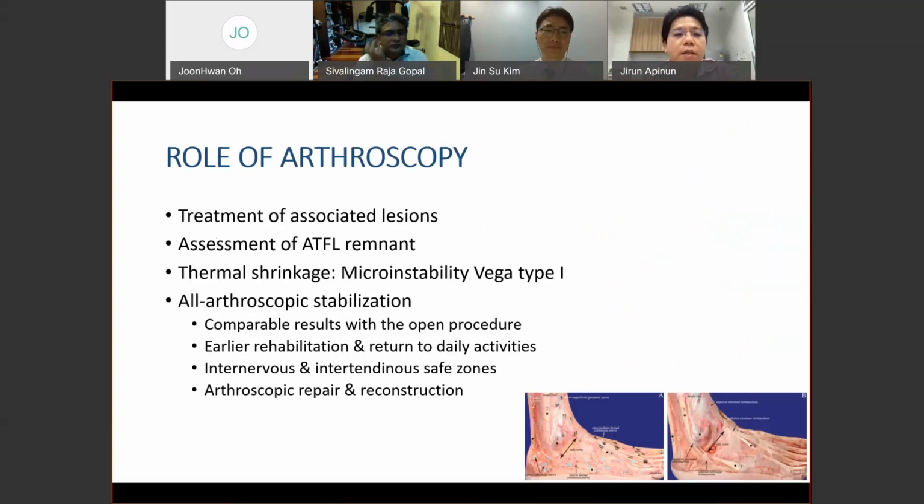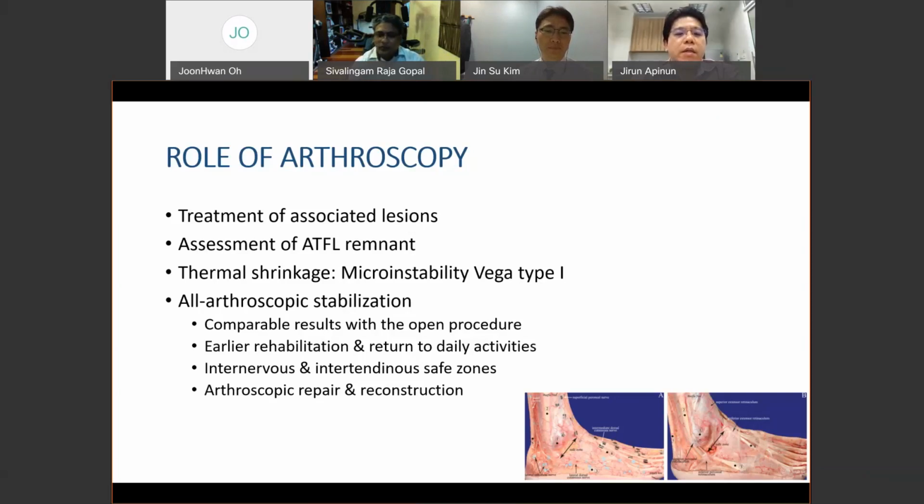Next slide, please. Okay, the role of arthroscopy in surgery of the unstable ankle. Arthroscopy has a role in treating associated intra-articular lesions, such as osteochondral lesions or impingement. It can also assess the ATFL remnant quality, whether it is good enough to be repaired or we need a reconstruction. In micro-instability, Vega type 1, which is just attenuation of the superior fascicle of the ATFL, we can perform thermal shrinkage without formal repair of it.